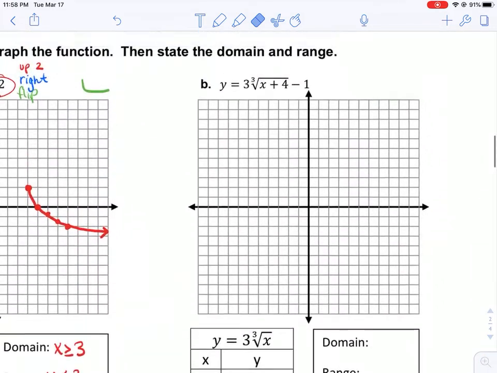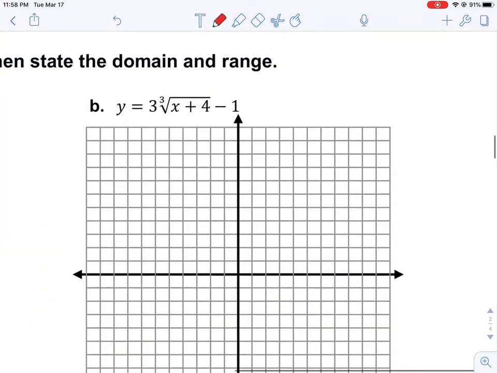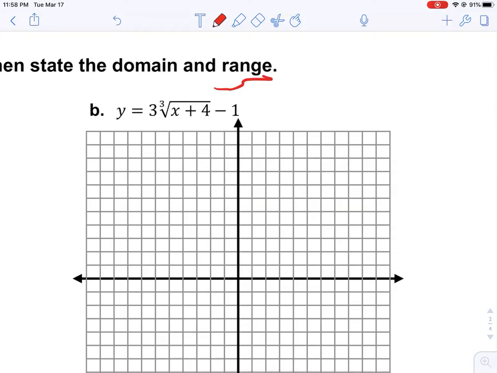All right, the next one. We have a cube root now, okay? So the cube root is that stretched out s. It's going to look something like that. This value is positive, so it doesn't flip it. This right here, this plus 4 inside that cube root is going to move it left 4. And then the minus 1 right here will move down 1. So it's going to move that whole squished s over 4, down 1.